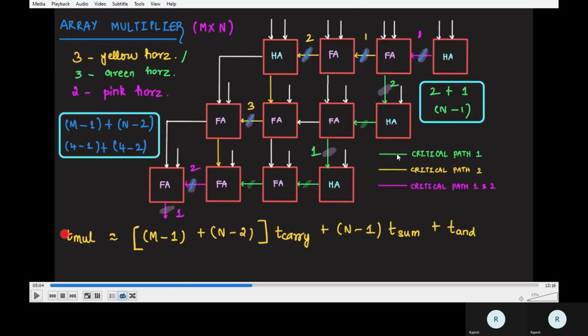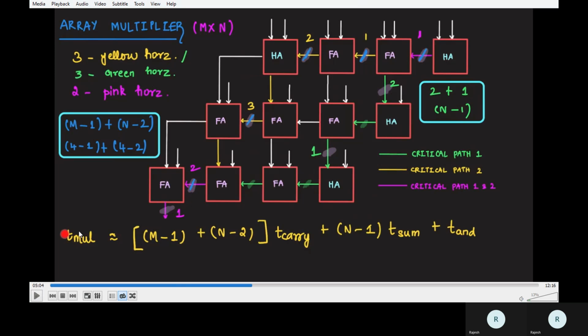So critical path. These green colors are written for outputs of a full adder. So 1, 2. Okay, and next 2 pink colors are written as critical paths 1 and 2, where both yellow and green are colliding.